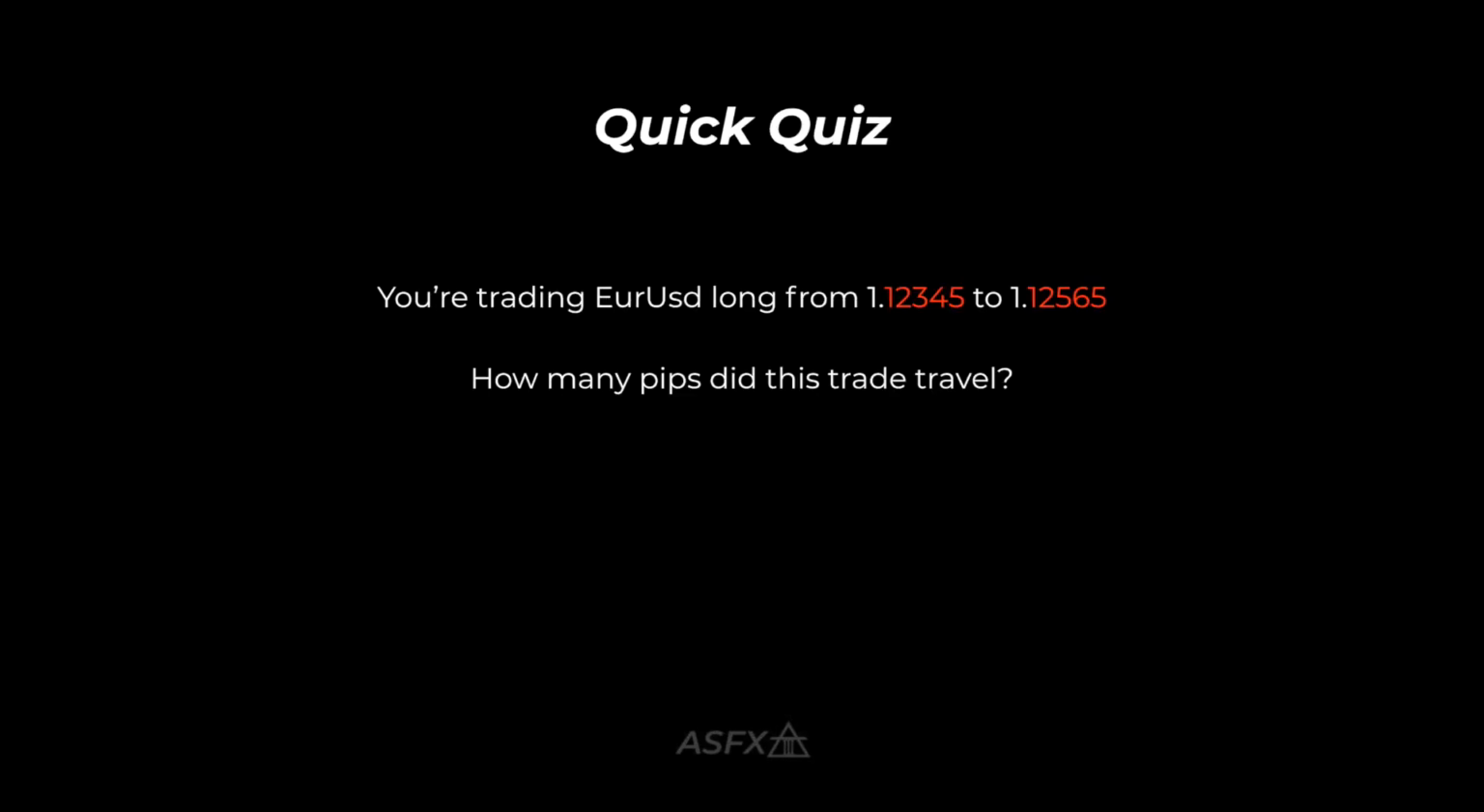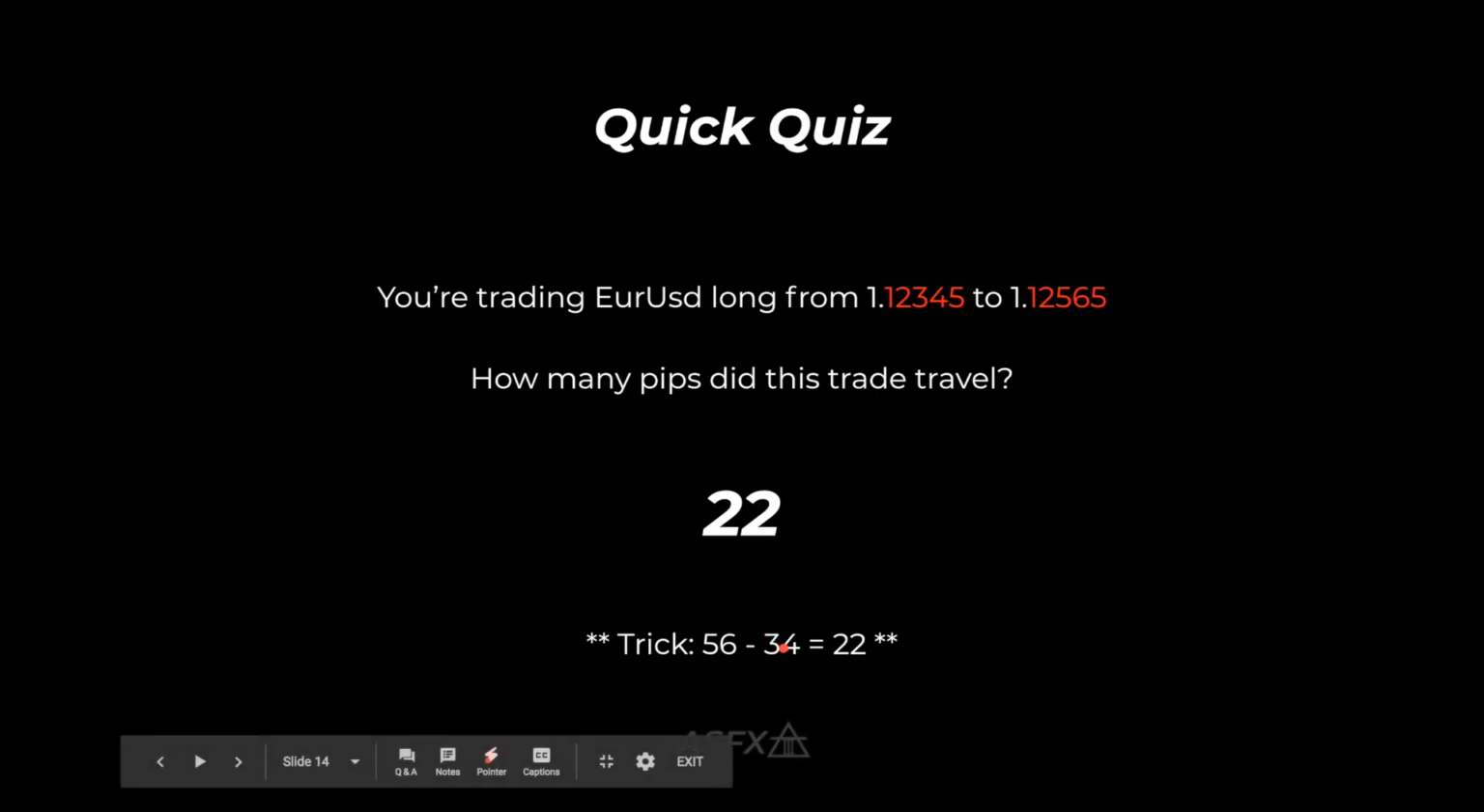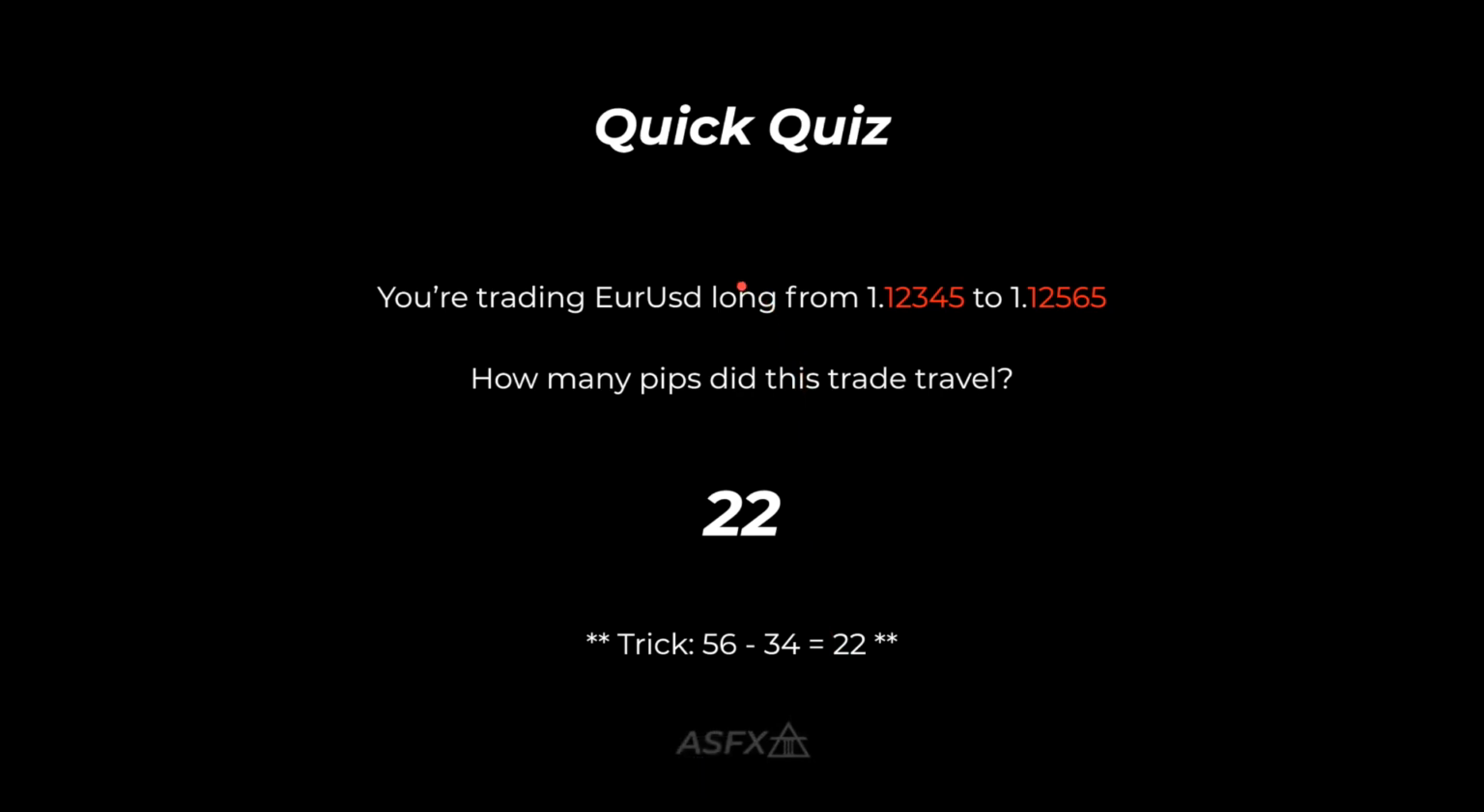Now, let's move into a quick quiz. If you're trading Euro USD long from 1.12345 to 1.12565, how many pips did this trade travel? 3, 2, 1. The answer is 22. How do you do that very quickly? 56 minus 34 is going to give you 22. But because we said we were moving long, we were moving higher, the increase of 34 to 56 keeps this a positive number.